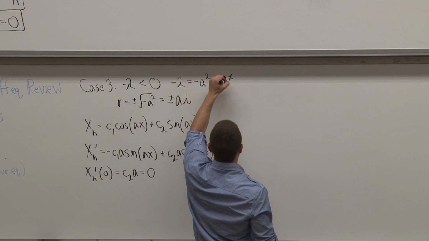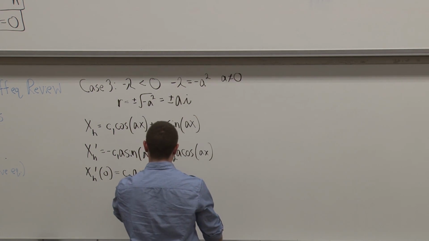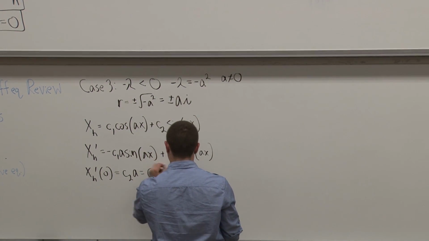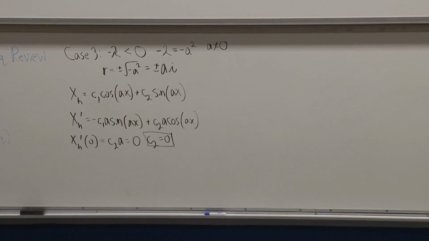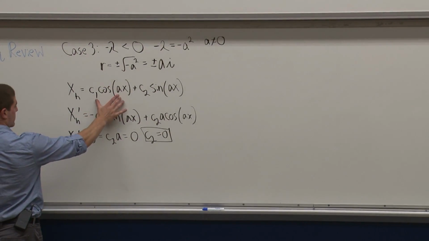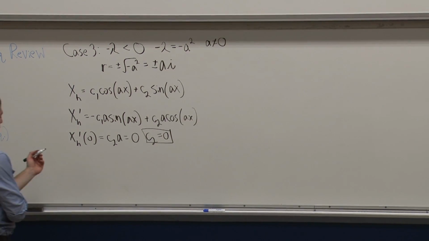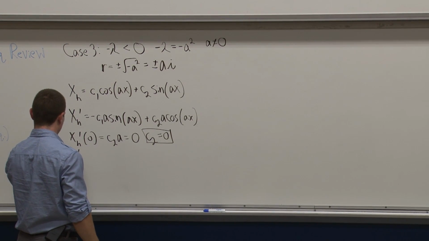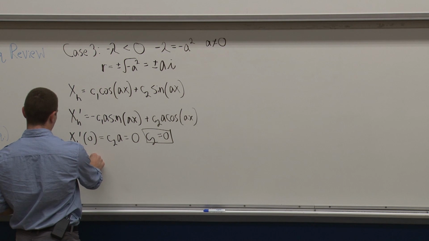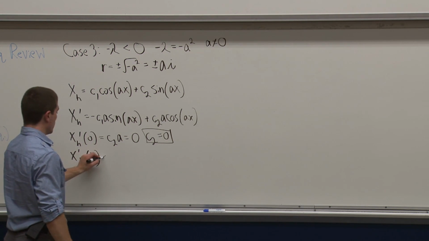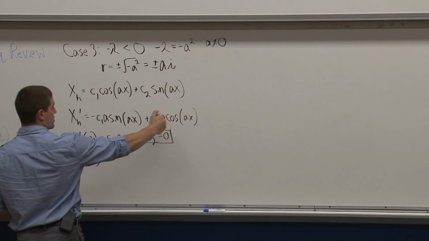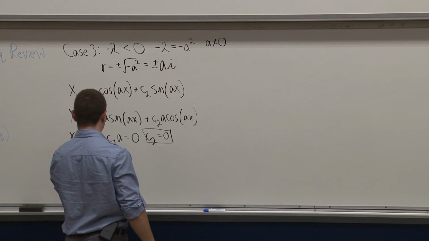I'll write that down. That's always a thing. So that means C2 is equal to 0. So that means we got that out of the way. We don't have to worry about C2. So now we're only going to worry about this one. Using our next boundary condition, which is the homogeneous derivative of 4 is equal to 0.